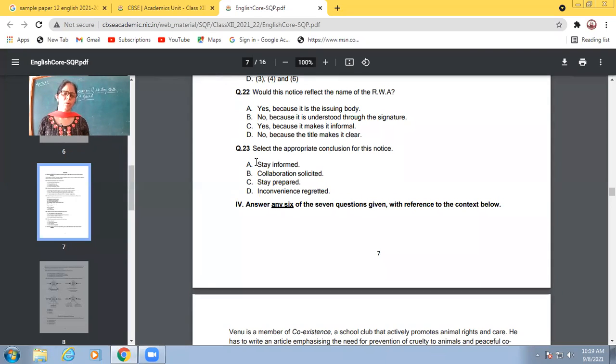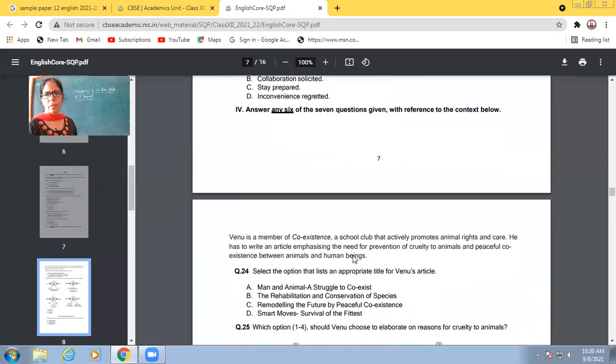So you have already informed the public about the scheduled power cut. So even if they will not be willing, they will have to. So collaboration solicited is not really a very welcome ending. Stay prepared, as if we are giving them a warning, is not really required. So inconvenience regretted. Yes, when there will be a power cut, the inconvenience will be there and you can't do anything except saying sorry. So inconvenience regretted. That's it. So D option is correct.